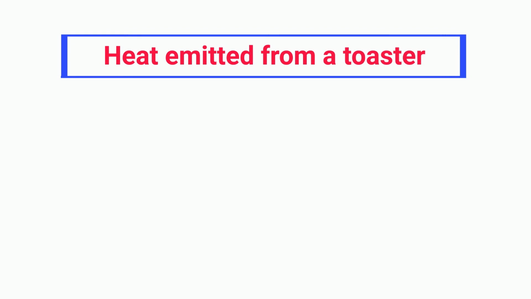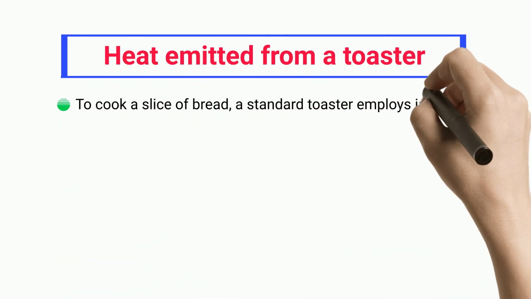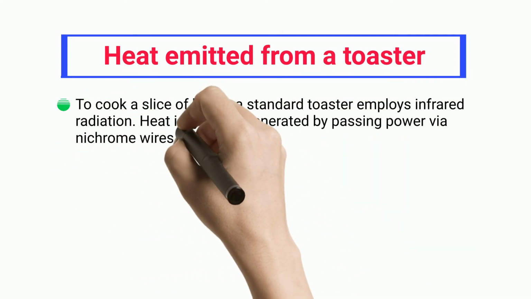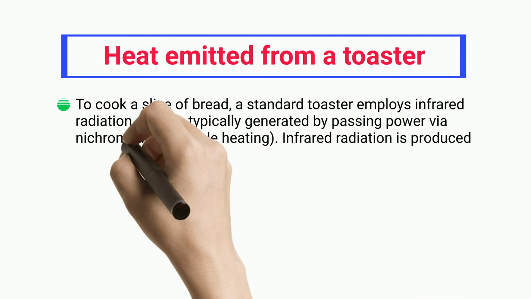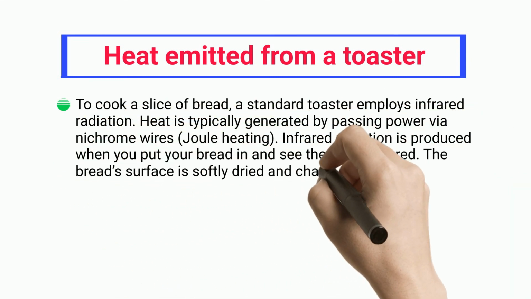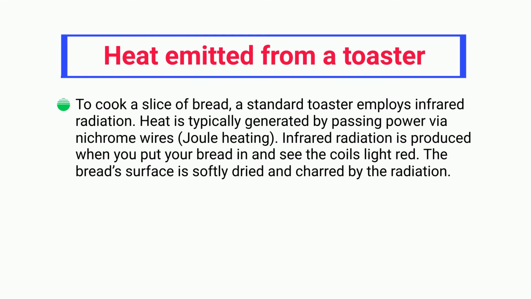Heat emitted from a toaster. To cook a slice of bread, a standard toaster employs infrared radiation. Heat is typically generated by passing power via nichrome wires, joule heating. Infrared radiation is produced when you put your bread in and see the coils glow red. The bread's surface is softly dried and charred by the radiation.